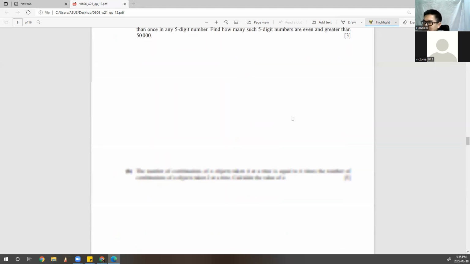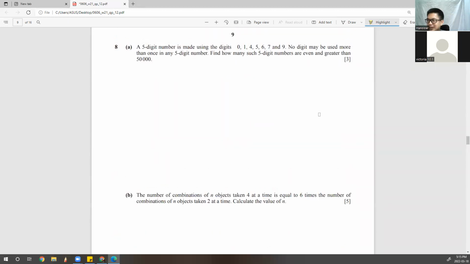Okay, now let's do 8a. There you go. This is probability, the combination, the permutation rules. A 5-digit number is made using the digits 0, 1, 4, 5, 7, 6, 7, and 9. No digit may be used more than once, so it has to be no repeat. You cannot pick the same number in any 5-digit number. Find how many such 5-digit numbers are even and greater than 50,000.